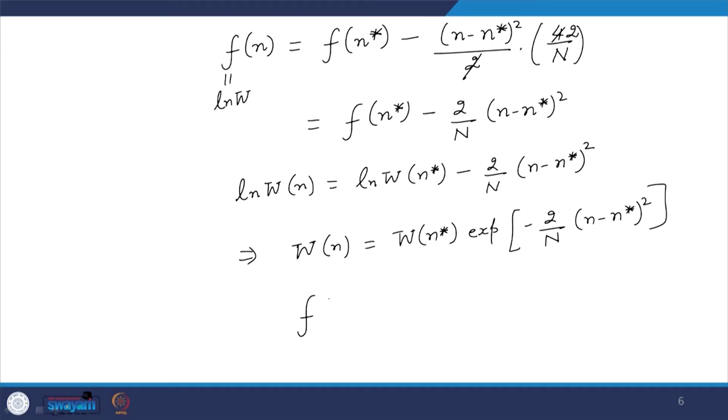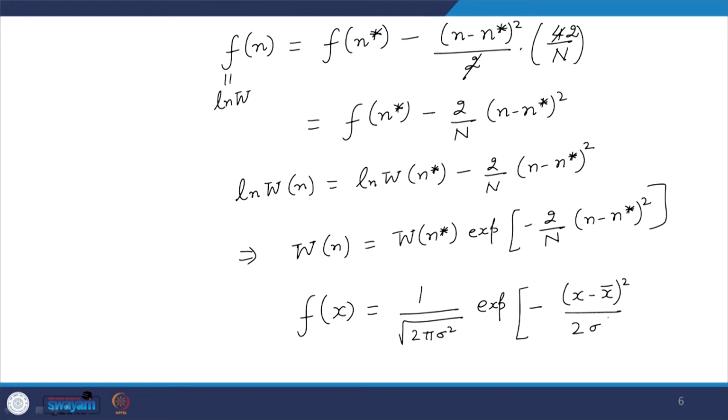Now, this turns out to be similar in form to what is known as the Gaussian distribution, right. The Gaussian distribution is defined as the following. So, if I compare these two, I can always replace f with w here, f is a function name, but the key thing to compare is these two, right.